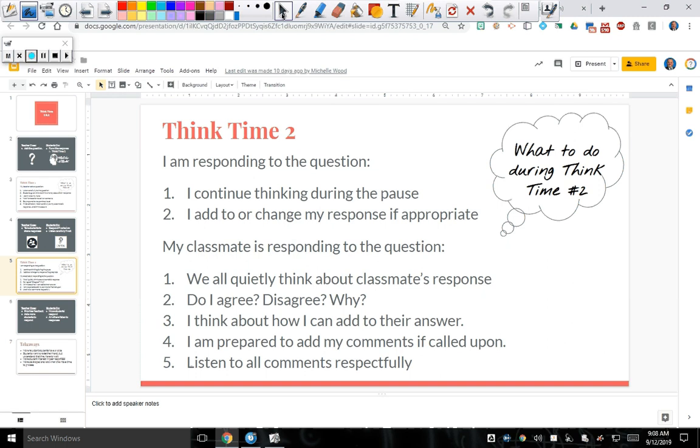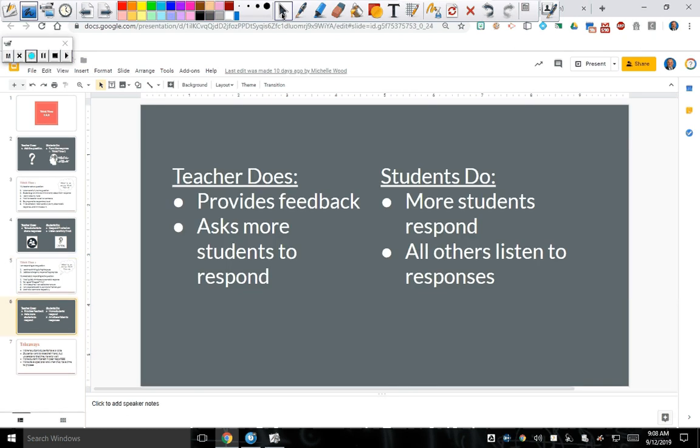So my classmate is responding to the question. We all quietly think about the classmate's response. Do you agree? Do you disagree? And why? Think about how you can add to their answer and be prepared to add your comments if you're called upon. Listen to all comments respectfully, okay? And carefully, of course. Provide feedback, ask more students to respond, is what I'll do. More students respond and allow others to listen to the responses.